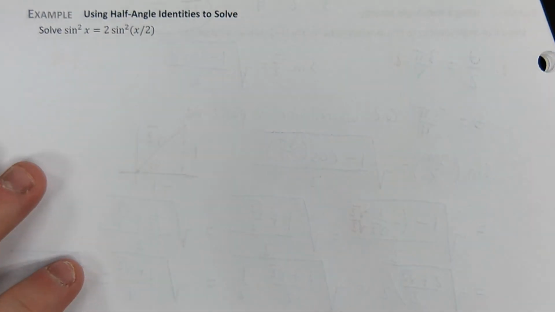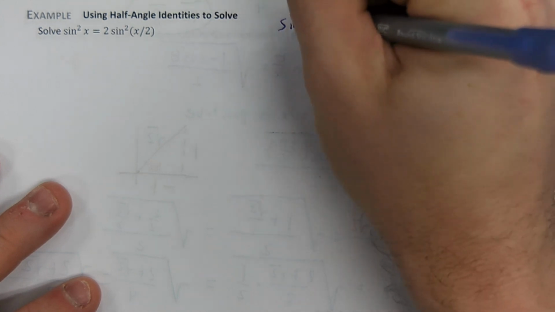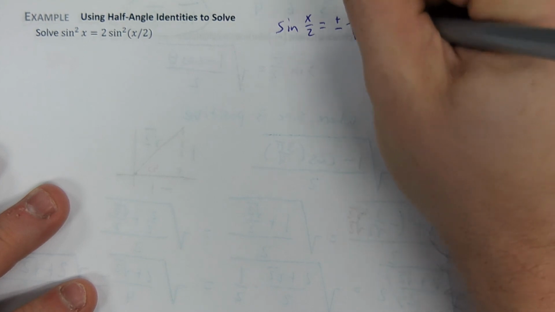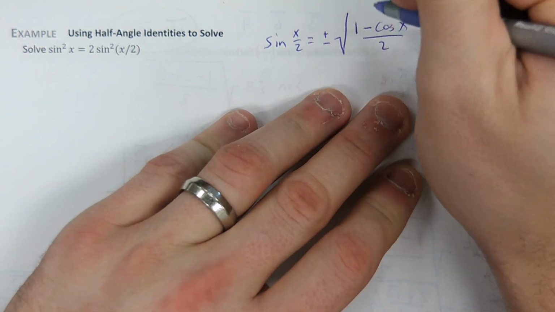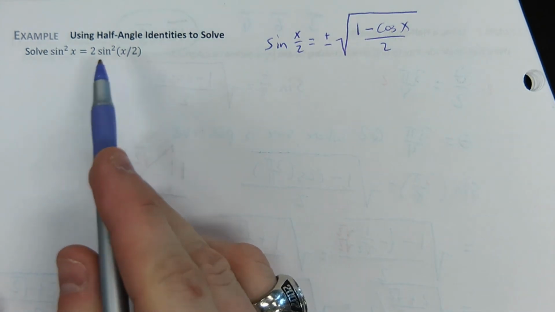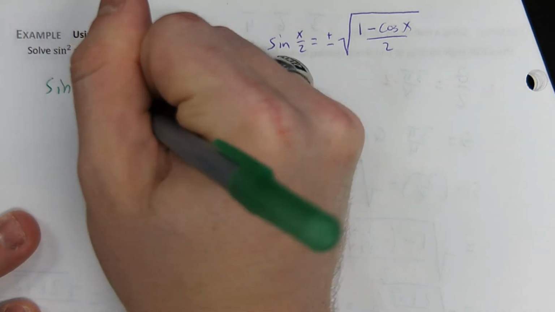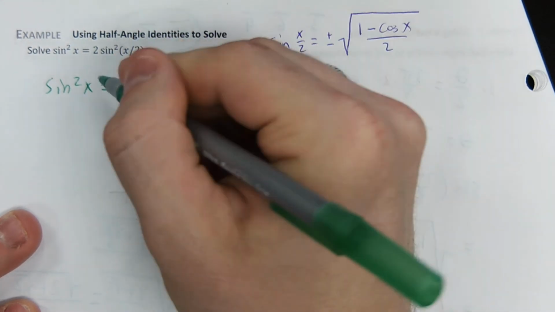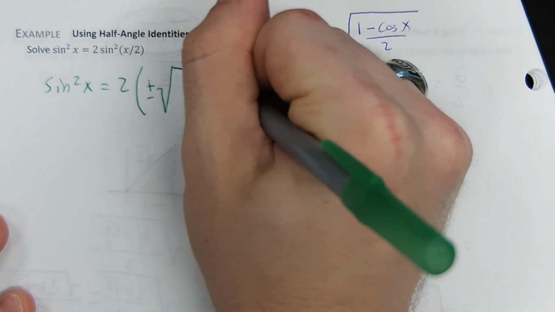I'm just going to write that off to the side in purple, and I'll do this one in green. I'm feeling green. So sine of x over 2 is, and remember this could be positive or negative, square root of 1 minus cosine x over 2. We're going to use that identity here. So here's me substituting in for my sine squared, but it is squared, so I'll go ahead and put that exponent out there. I write plus or minus square root of all of that I just wrote a second ago.